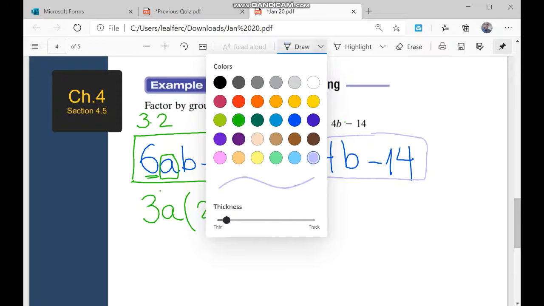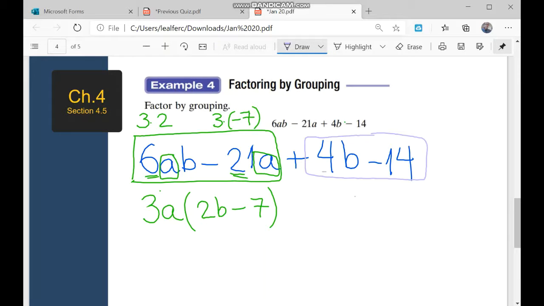Now let's work on the second pair. Well, we have the coefficients, 2 times 2, and here is 2 times negative 7. We can factor out 2, and nothing else, right? Just 2. Yeah, just 2. It's 2b minus 7.